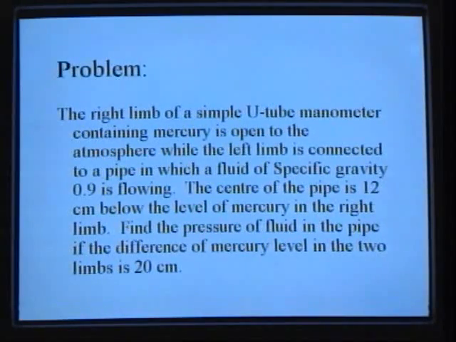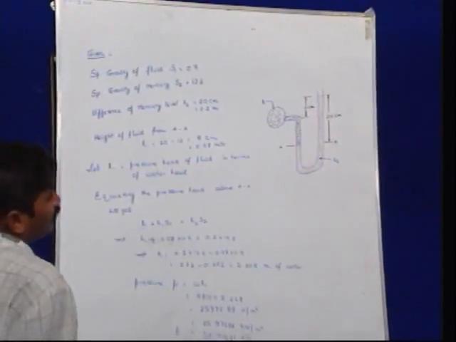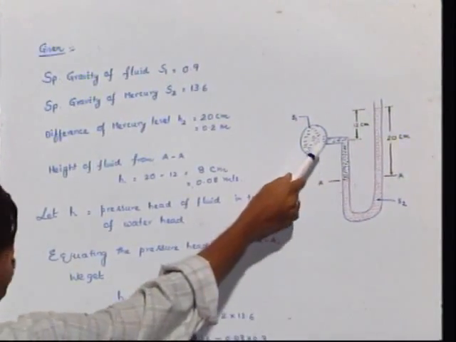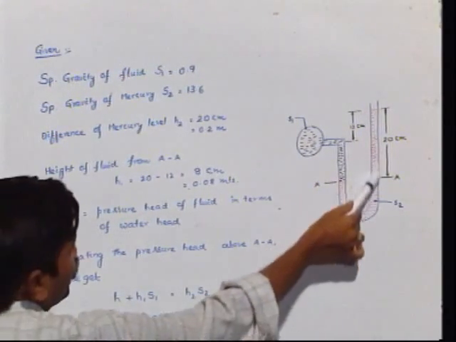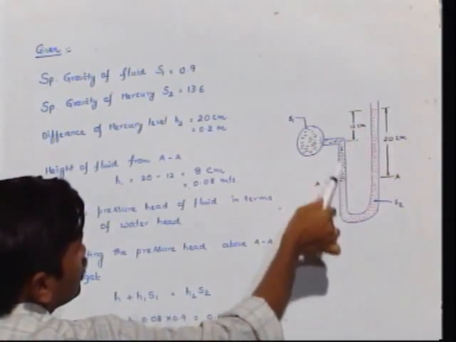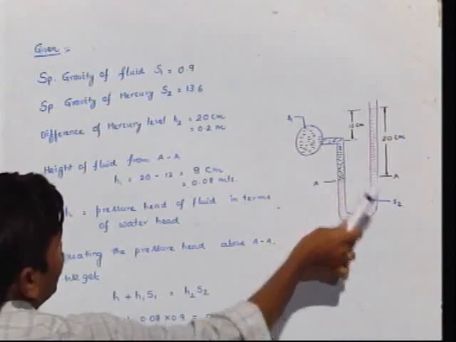Find the pressure of fluid in the pipe if the difference of mercury level in the two limbs is 20 centimeters. Converting the given data into the schematic view, we get this figure. This is the fluid which is having a specific gravity of 0.9, and this is the mercury, the red one, which is having the pressure, and since the pressure is more in this case, the fluid has come to this point. We take the reference datum as A-A.